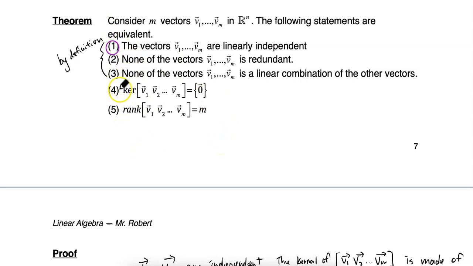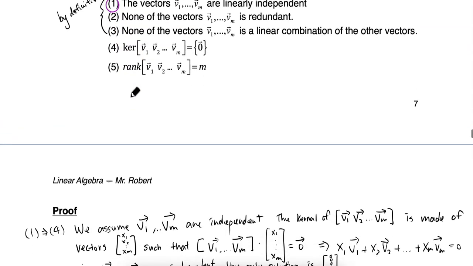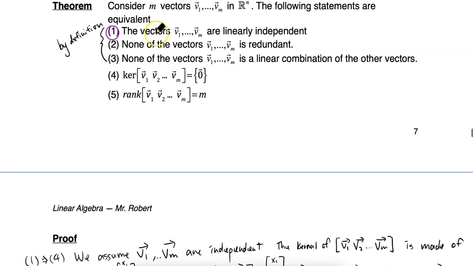So for 1 equivalent to 4, we're going to do it in 2 directions. We're going to show first that 1 implies 4, and then we will show that 4 implies 1. And this double implication proves that 1 and 4 are equivalent statements. So let's just look again. V1 through Vm are linearly independent. So we're trying to show if 1, then 4.